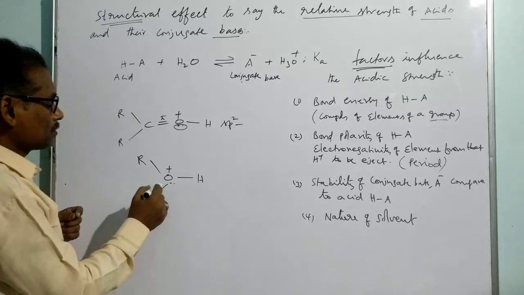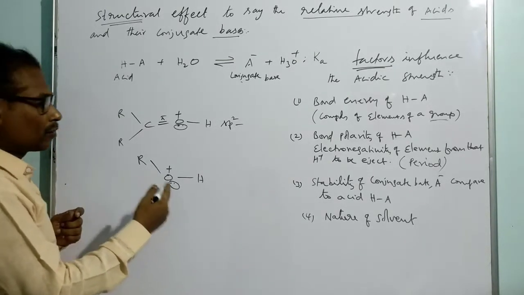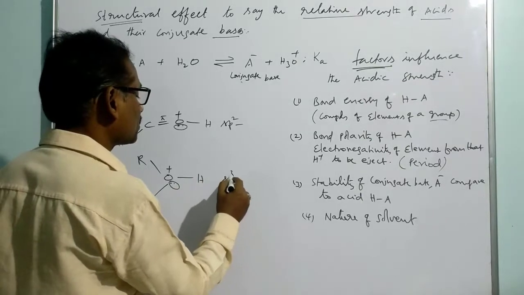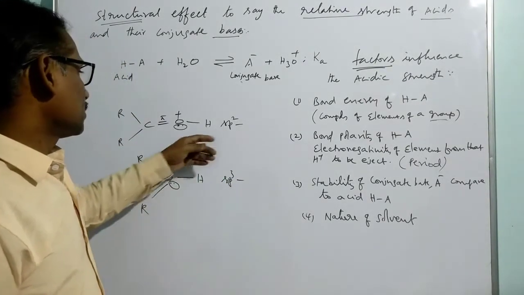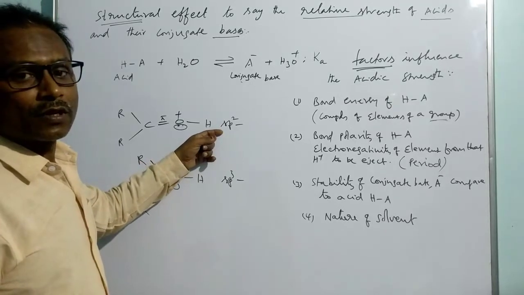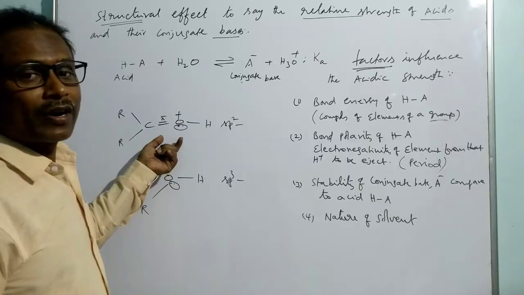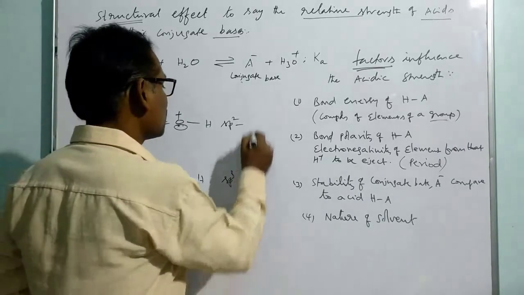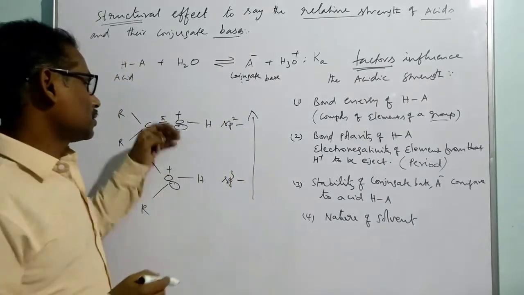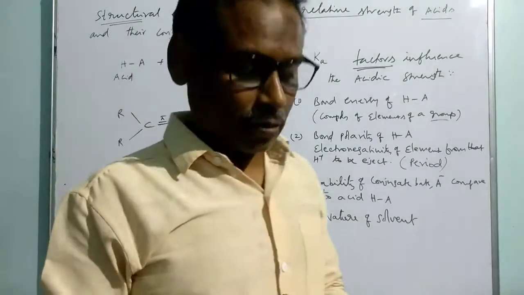But in this case, there are three sigma bonds and one non-bonded pair. That means a total of 4 electron pairs, which makes it sp3 hybridization. So in these two compounds, you can say that the s character is more for the first one. That is, the protonated form of ketone is a stronger acid compared to the protonated form of ether. So acidic strength increases like this. This is a stronger acid compared to the second one.